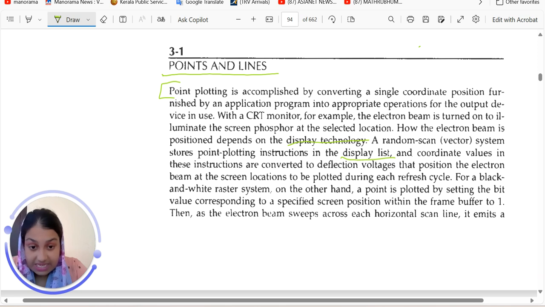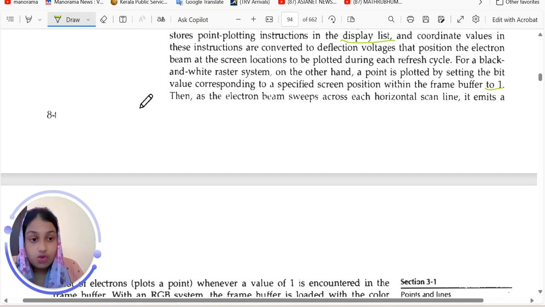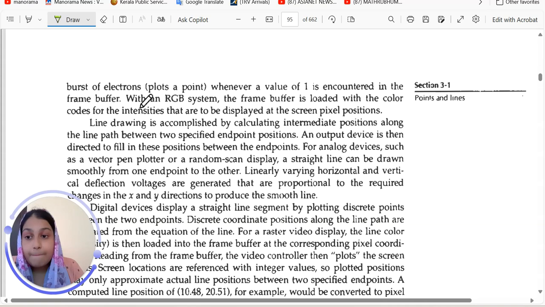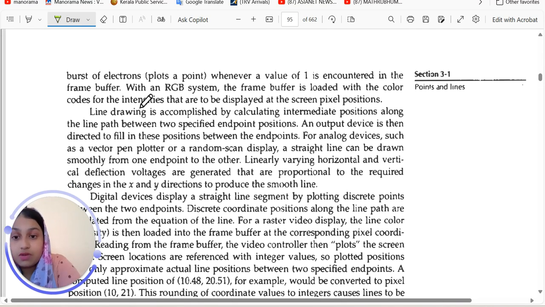For a black and white raster system, on the other hand, a point is plotted by setting the bit value corresponding to a specified screen position within the frame buffer to 1. We have already discussed this in the previous videos. Then, as the electron beam sweeps across each horizontal scan line, it emits a burst of electrons, that is what we call plotting a point, whenever a value of 1 is encountered in the frame buffer. With an RGB system, the frame buffer is loaded with the color codes for the intensities that are to be displayed at the screen pixel positions.